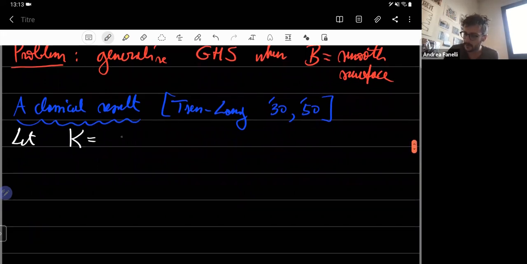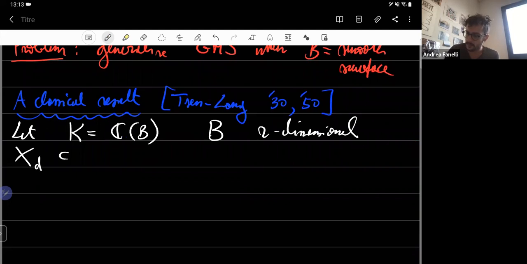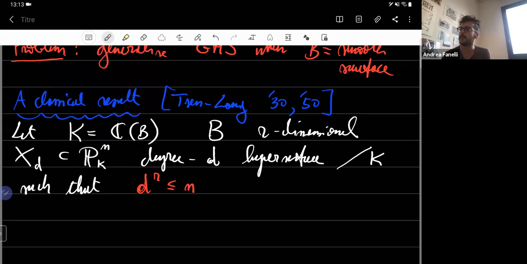So fix K, the function field of B, r-dimensional, and take a hypersurface over this K, X_d inside P^n over K, a degree d hypersurface over K. And you ask for a numerical condition, such that d^r is less or equal than n. n is the dimension of the projective space here, and r is the dimension of the base, the dimension of this variety. Then this guy has rational points, so X_d(K) is not empty.